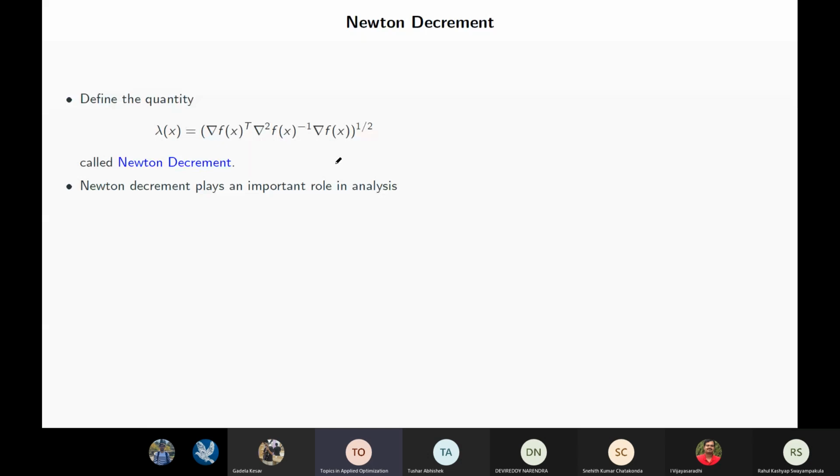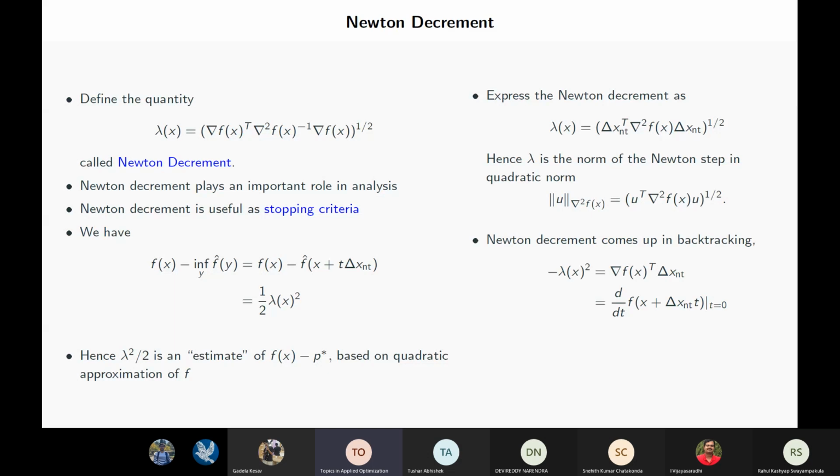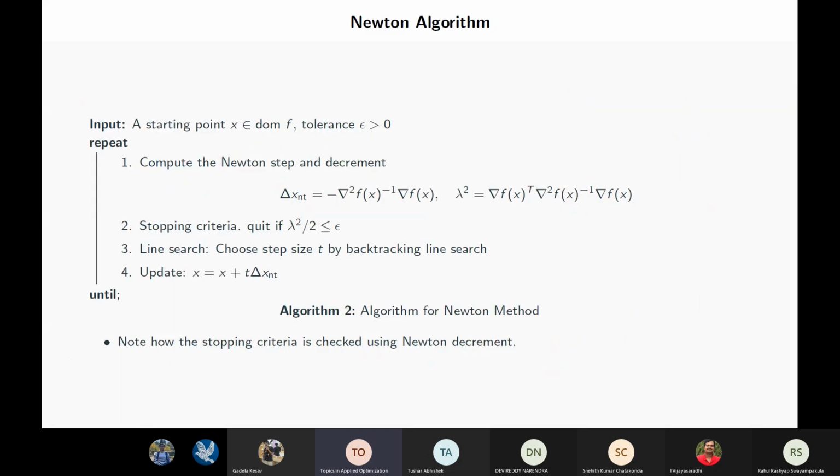Okay, and there is a concept of the so-called Newton decrement, and that is actually used for analysis. I will skip this part. So the Newton algorithm can be described like this, provided that you assume this parameter lambda square. That's coming from the Newton decrement. The Newton step is like this, obviously, and then lambda square, the so-called Newton decrement that I just skipped, can be used as a stopping criterion.